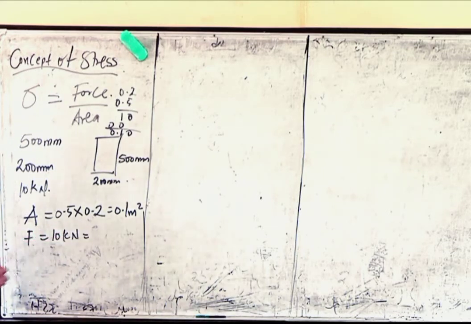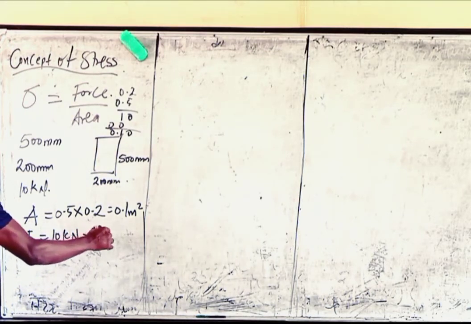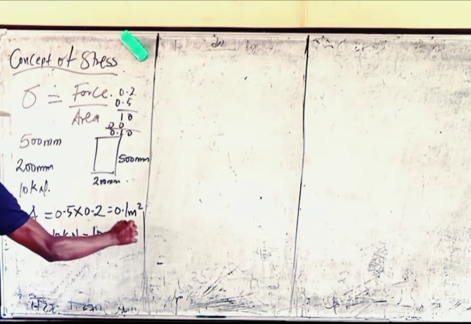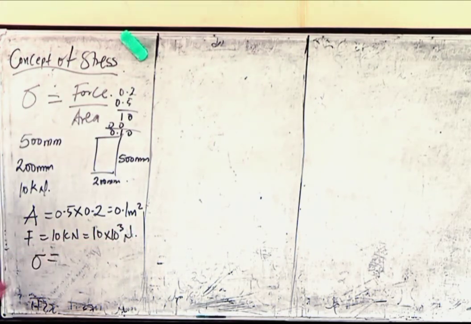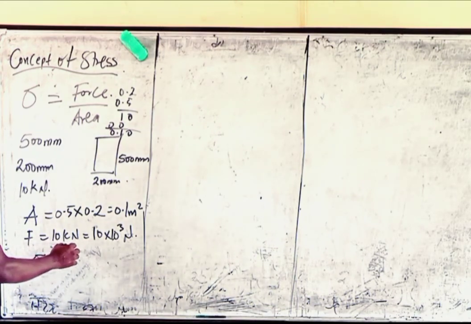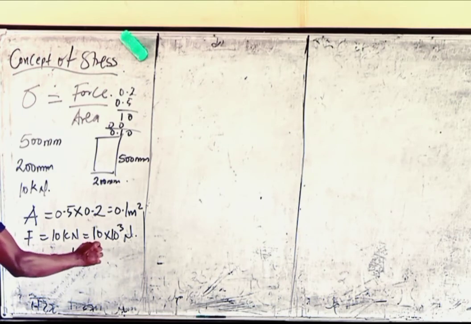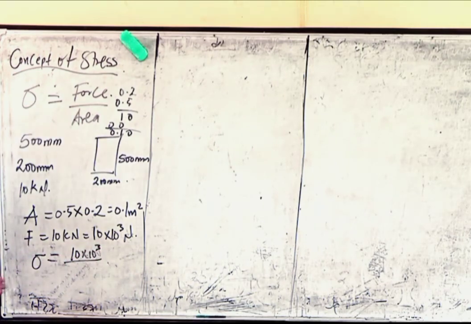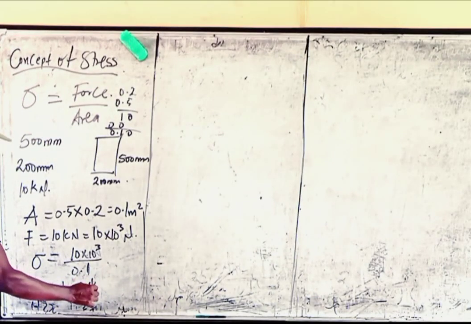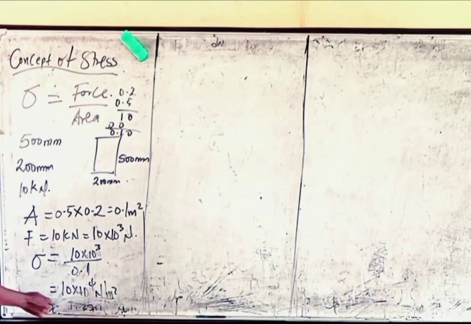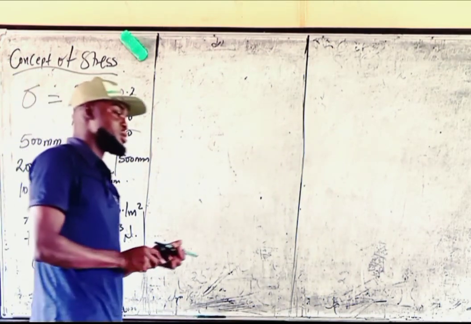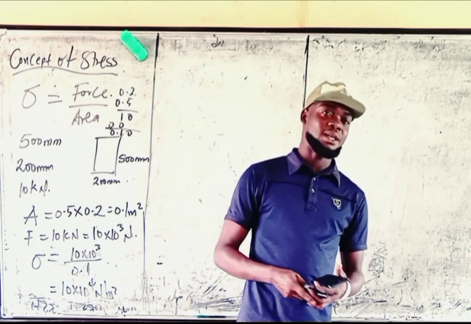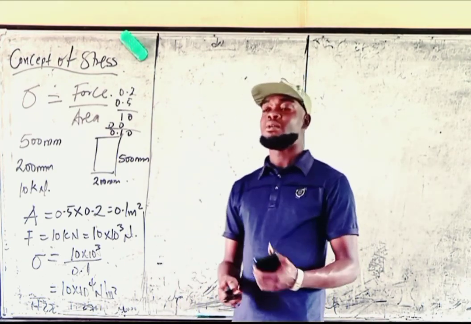That is 10 times 10 to the power 3 newtons. So the stress will be equal to force, which is 10 times 10 to the power 3, over the area, which is 0.1. That gives us 10 times 10 to the power 4 newton per meter squared. That will be the stress induced in that material.